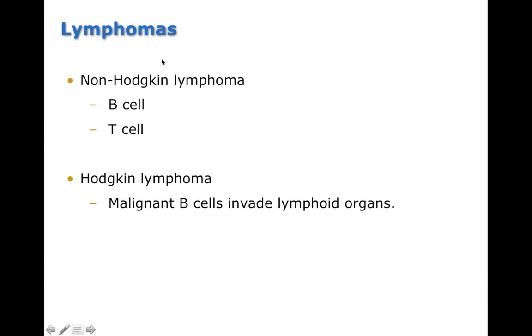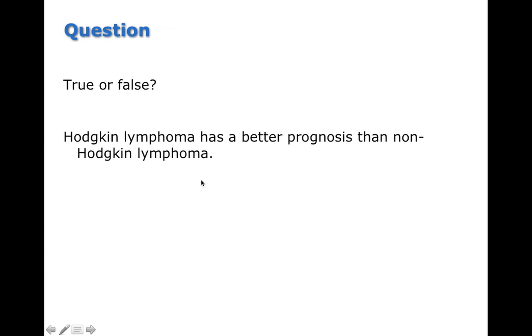Now, we have Hodgkin versus non-Hodgkin lymphoma. Non-Hodgkin lymphomas include the B cells and T cells. And then Hodgkin's lymphomas involve these B cells, which invade lymphoid organs. And those are going to be associated with the Reed-Sternberg cells, which are these abnormal-looking B cells. Now, true or false, Hodgkin lymphoma has better prognosis than non-Hodgkin lymphoma.